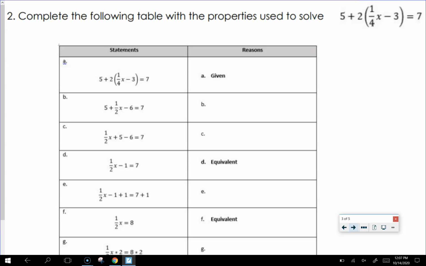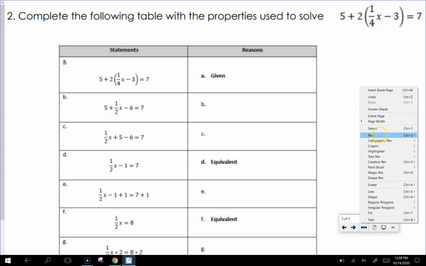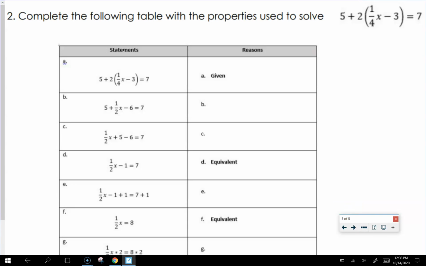So here we have an equation. It has already been solved for me. The math has been done. We are going to write next to it what operation or property was used each step. The very first one we know is always given, and it is written there for me very nicely. Good. The very first thing they did was they did distribute that 2 to 1/4 and -3.